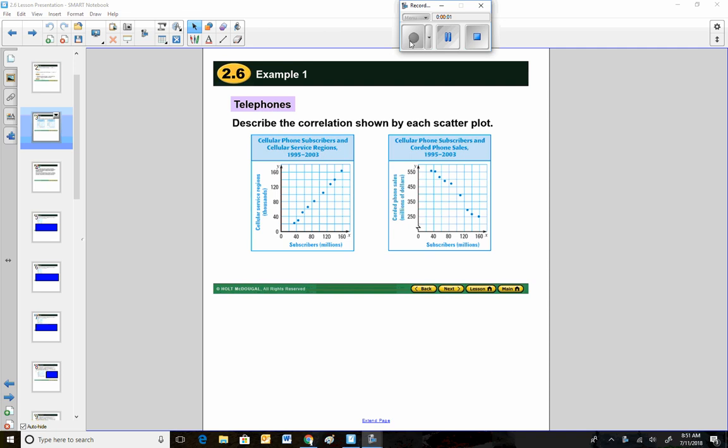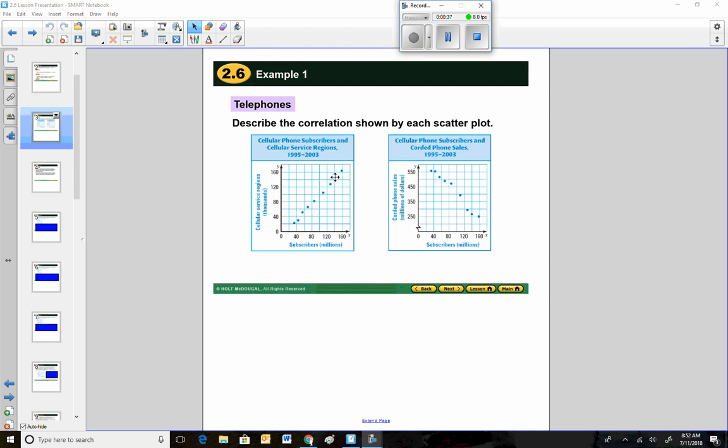Well, good afternoon. Today we get to learn about correlation. Correlation is basically telling about the relationship between two variables. For example, in this graph here, subscribers for cell phones, and then over here we have cellular service regions. So what's the relationship between the number of people that you have versus what region they're in? And so you'll notice that these are little points of how many million you have in each of the regions, and you'll notice it has an upward motion as you come in from the right and you go up.